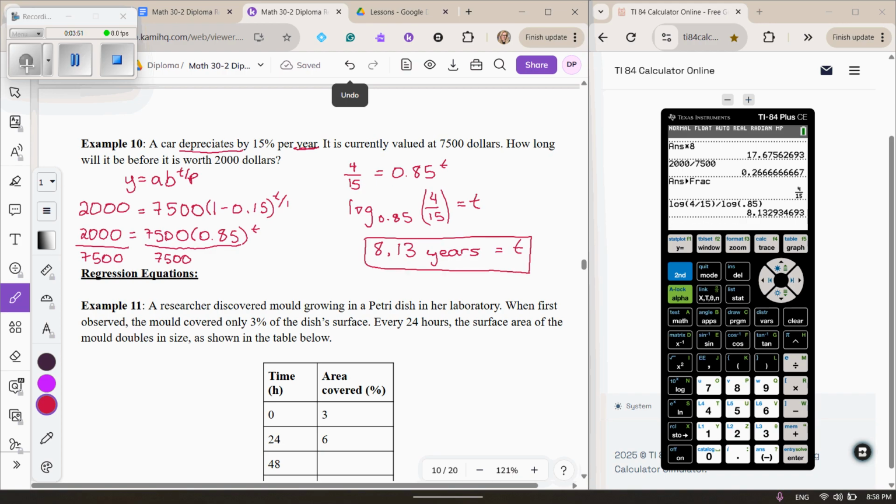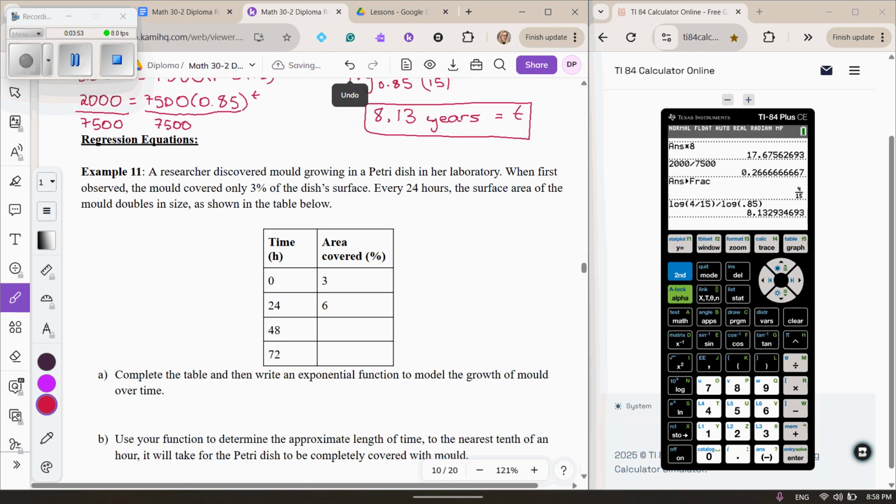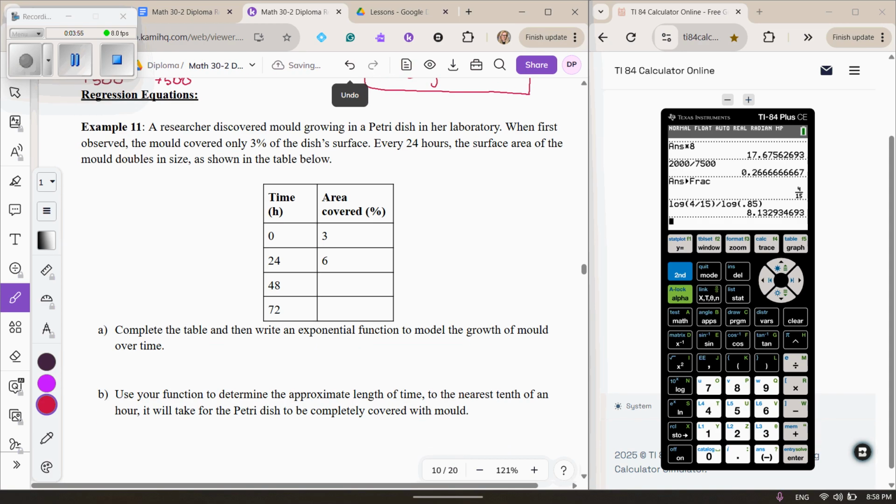Lovely. Let's move to our last example. Our last example is a regression equation. Remember that there are regression equations in most of the function units. So in this example, I'm also going to go through the other types just so we are familiar with those as well.